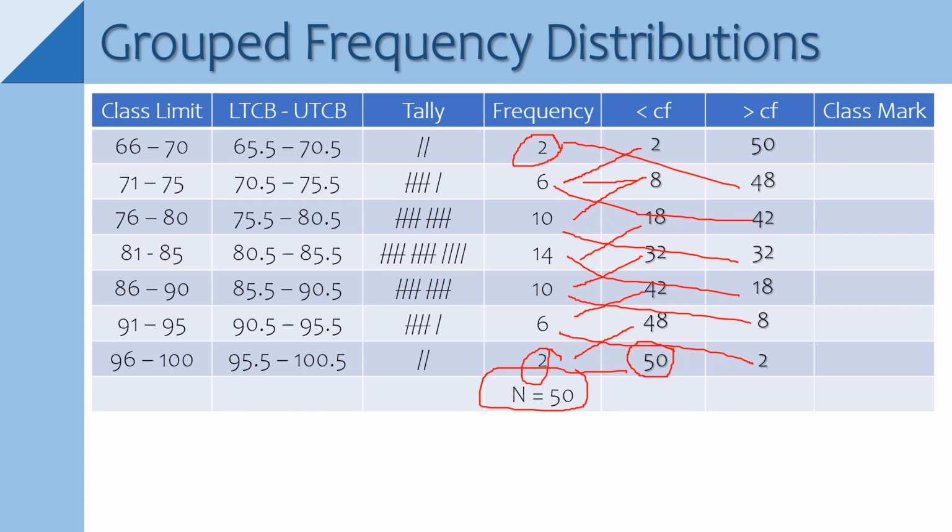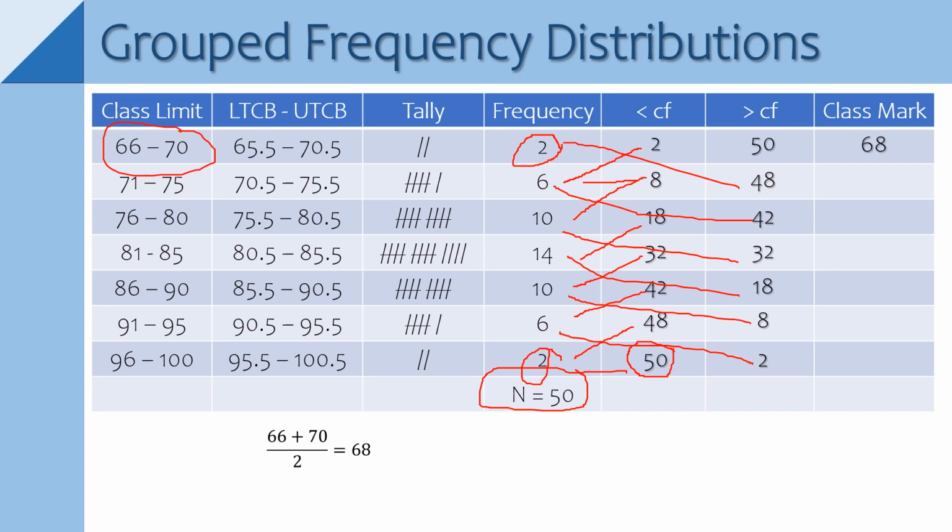Okay, so paano gagawin natin sa class mark? Okay, ang magiging basis natin for the class mark is the class limit. So class mark is the midpoint of the interval of the class limit. Okay, so paano gagawin doon? Okay, we need to add 66 plus 70 and then divide it by 2, and that is its class mark. Okay, so we have here 66 plus 70 over 2, we have 68. Okay, right, sulat natin. Okay, we have 68.